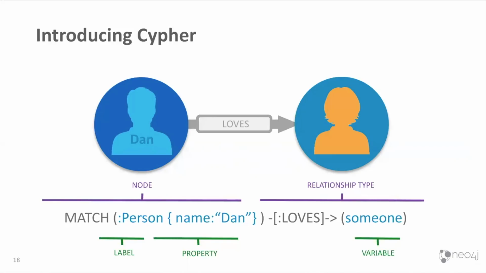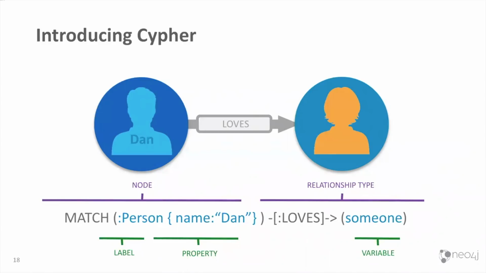In parentheses, in the rounded braces, we define the details of the node we want to match. So in this case, :person is a label. So we're looking for a person node, not a car node. And then in curly braces, we have the key value pairs, the properties we're looking to match. So we're looking for a person node with a name property that equals Dan.